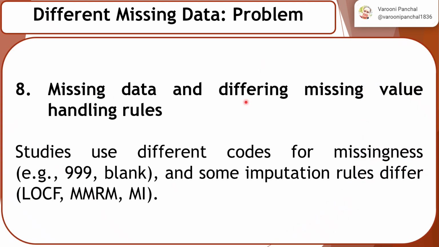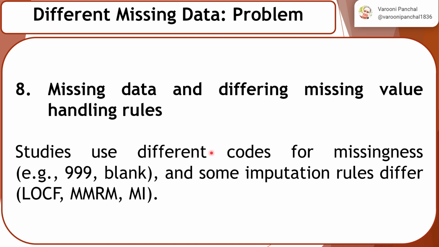The problem here is missing data and differing missing value handling rules. Now you have these 12 individual studies. They will have their own individual SAPs, right? In some studies there might be rules or methods presented to handle missing data, but in some studies they have not mentioned at all how to handle missing data, not in any of the SAP. That means either you ignore it, or you manage with whatever the best decision is, right?